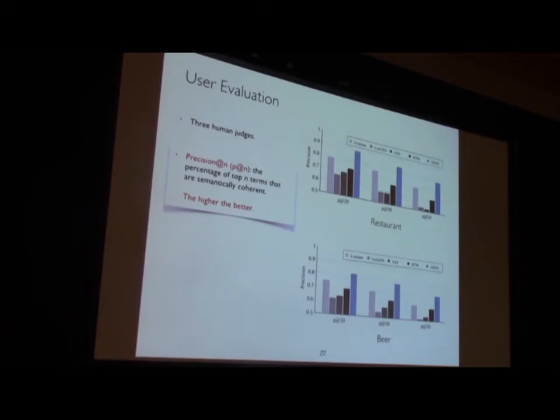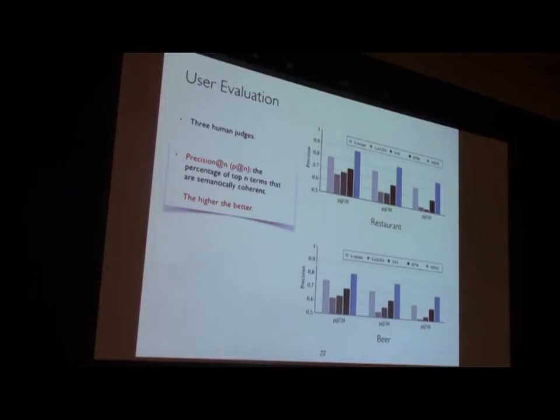We did user evaluation with three human judges. Each inferred aspect is labeled as coherent if the majority of judges agree on it according to the top 50 terms for each inferred aspect. And in each coherent aspect, a term is labeled as correct if and only if the majority of judges assess that it reflects the relevant aspect. Here we use precision at top n terms as a metric for evaluation.